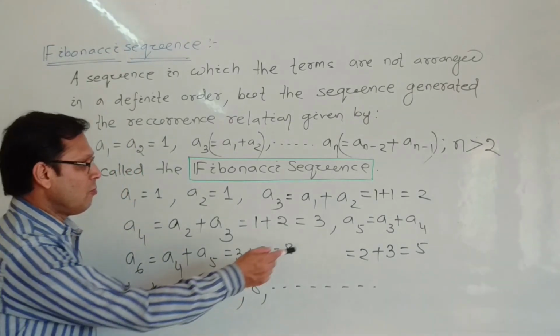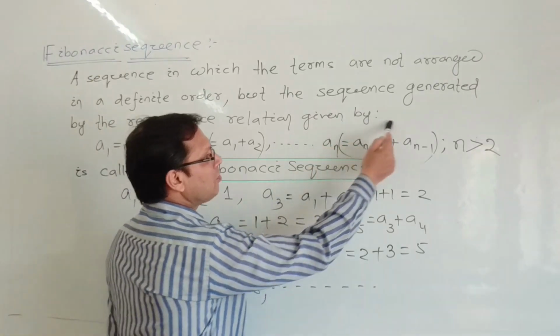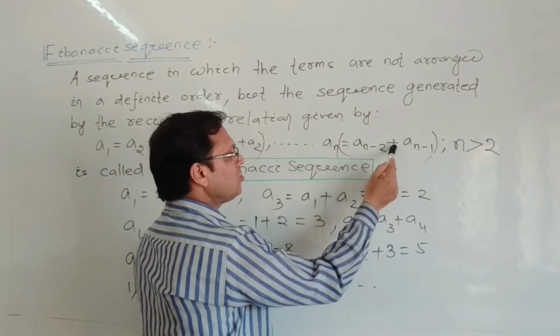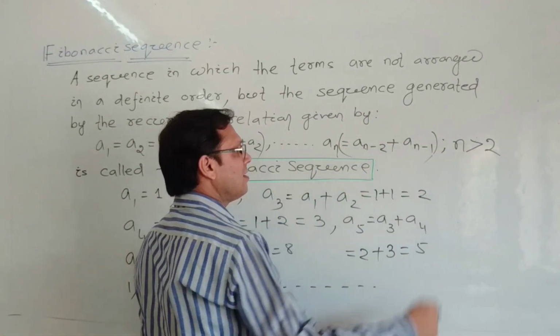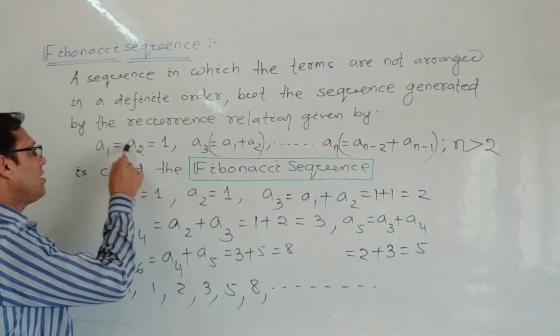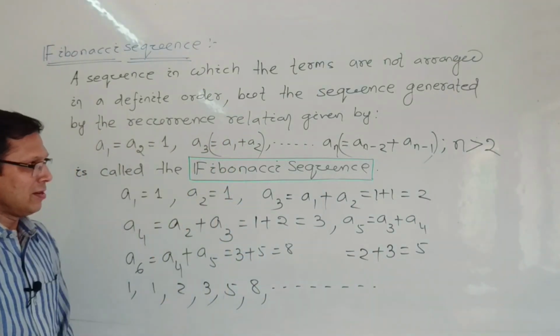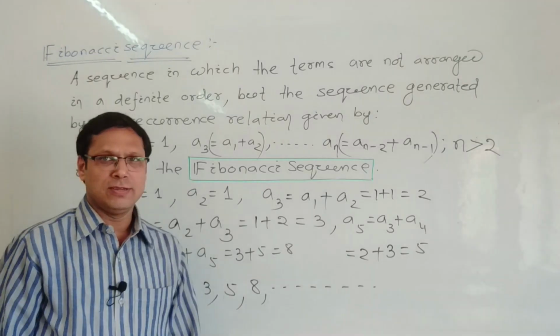Fibonacci sequence with the help of the general formula, that is a_n is equal to a_(n-2) plus a_(n-1) for n greater than 2, and the first term and the second term should be equal to 1. Next we'll go to the series.